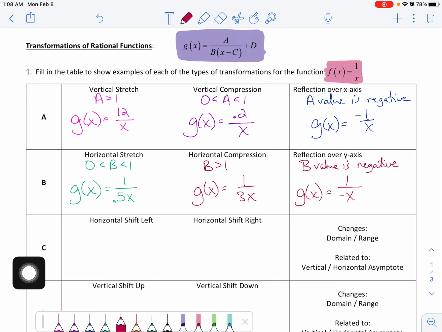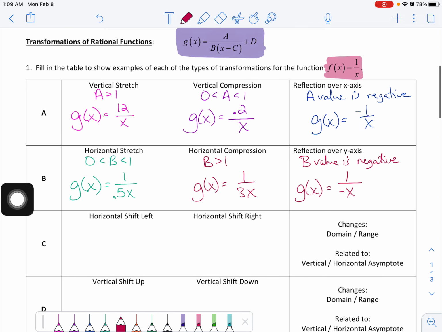All right, so changes to the C value are going to create a horizontal shift left or right. Those are going to change either the domain or the range, and we'll talk about if it's related to the vertical or horizontal asymptotes like we did a little bit in the last video. Actually, would have been 2 videos ago.